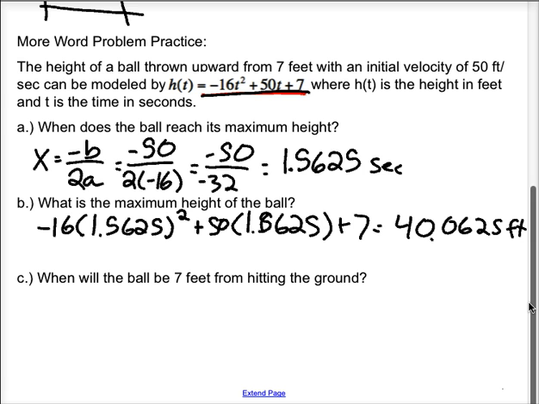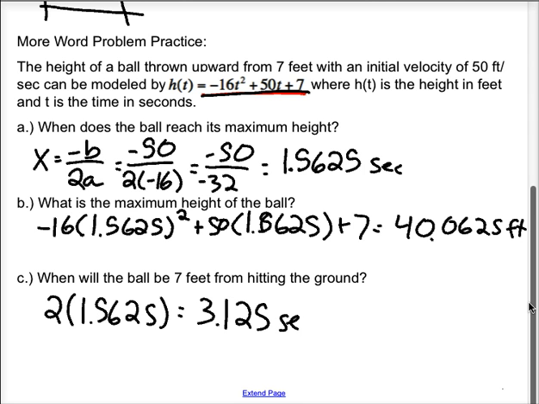And when will it be 7 feet from hitting the ground? Well, this is that same idea as before, where if you're going back to the same height that you started at, it's going to be just twice the time that it took, because it takes that time to get up to the vertex, and that same amount of time to get back down from the vertex. So if you multiply that by 2, it will take you 3.125 seconds.